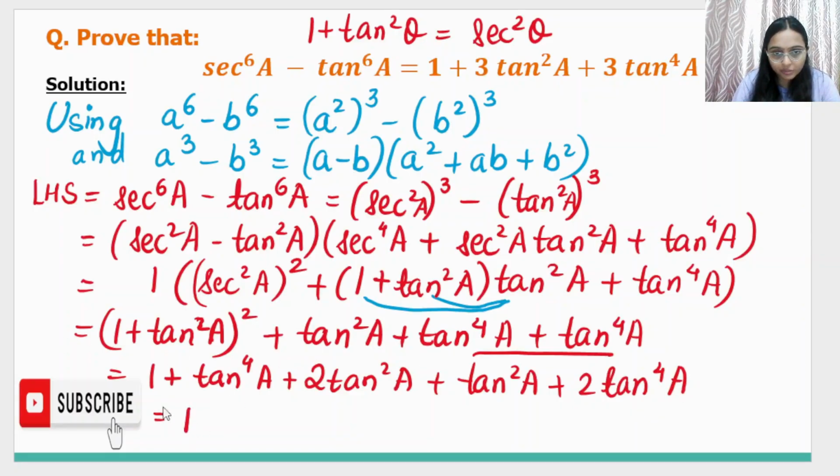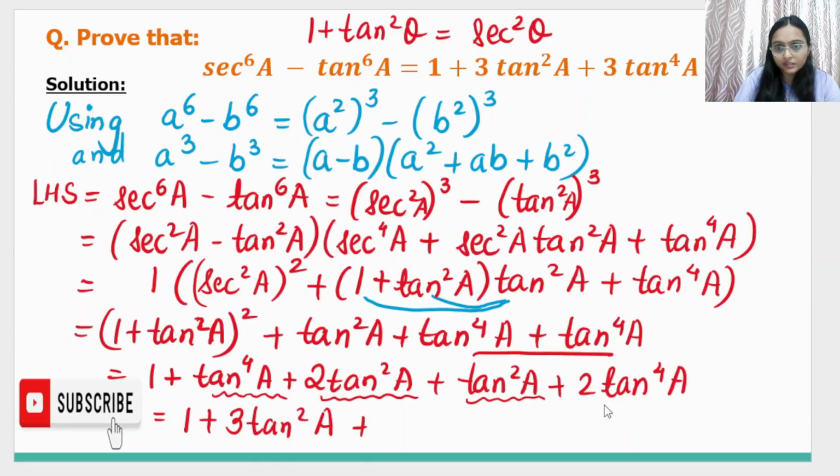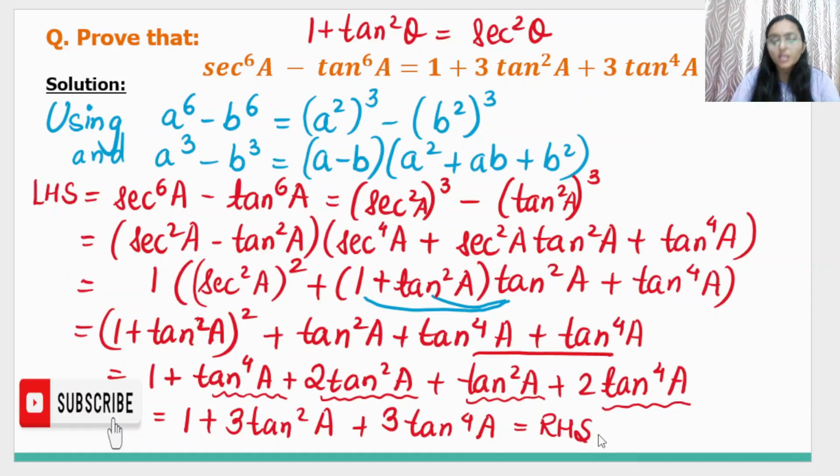Now what is remaining? 1 is here. Then let's take the square formula. So you have 2 tan square a, 1 tan square a, so it will be 3 tan square a, plus tan 4a, 2 times tan 4a, so it will be 3 times tan raised to 4a. Now when we see our right hand side, 1 plus 3 tan square a plus 3 times tan raised to 4a. So yeah, this is your right hand side. So as LHS equals RHS, we have proved this question.